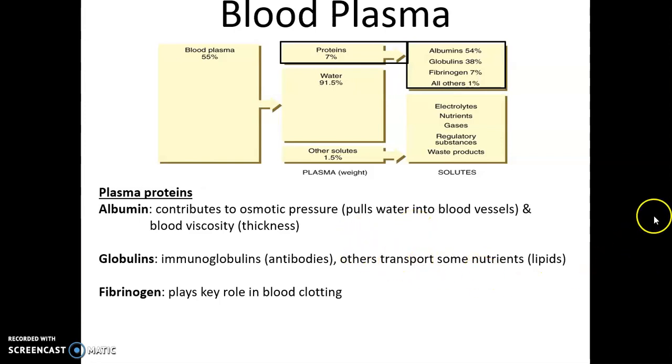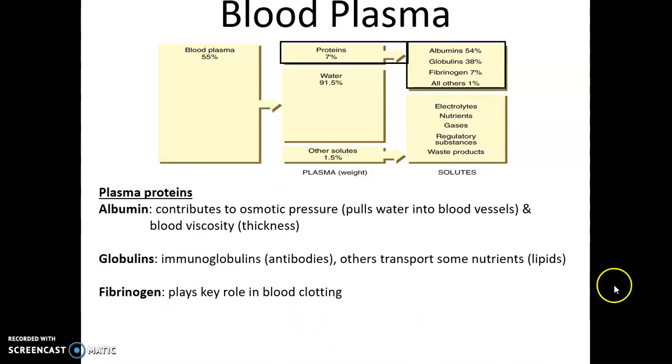And there are globulins that help to transport nutrients in the bloodstream, specifically lipids, aka fats, because fats and lipids are hydrophobic, so they do not want to be in the watery environment of the blood plasma, so the globulins make it possible for them to be transported by the blood.